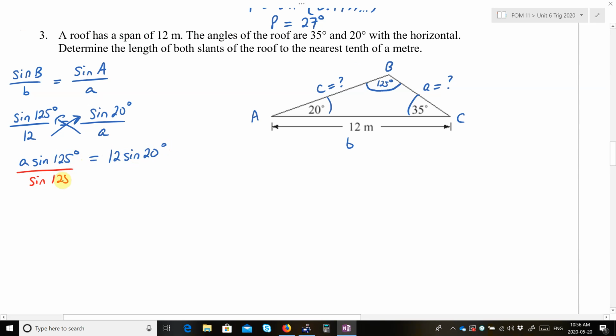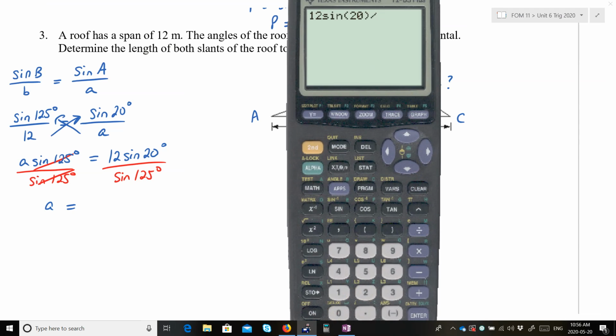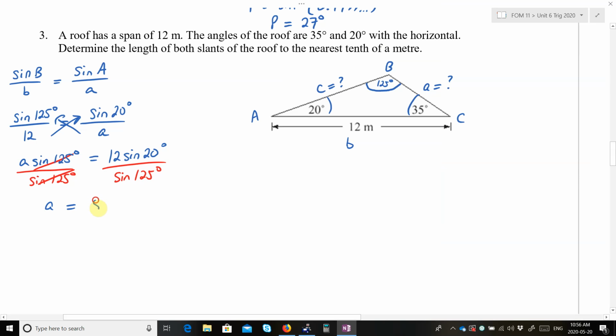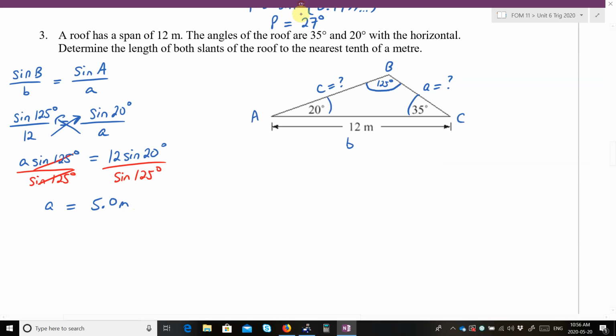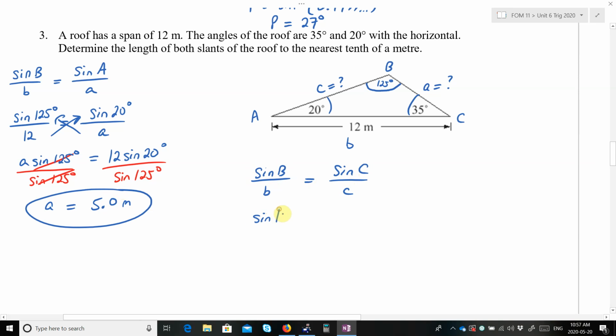Divide both sides by sine 125. Sine 20 divided by sine 125, and we get a is 5.0 meters to 1 decimal place. Okay, and now to get c, we can go sine B divided by b equals sine C divided by c. B, remember, is 125 degrees. Little b is 12. Sine of capital C, 35 degrees, divided by little c.